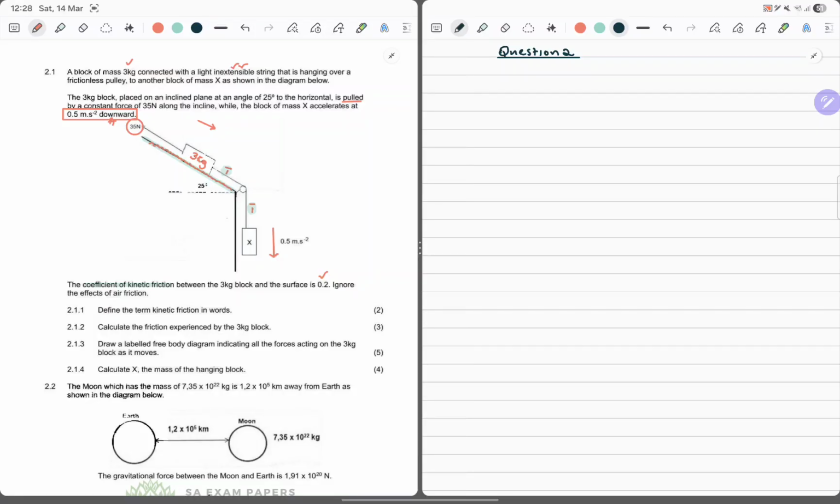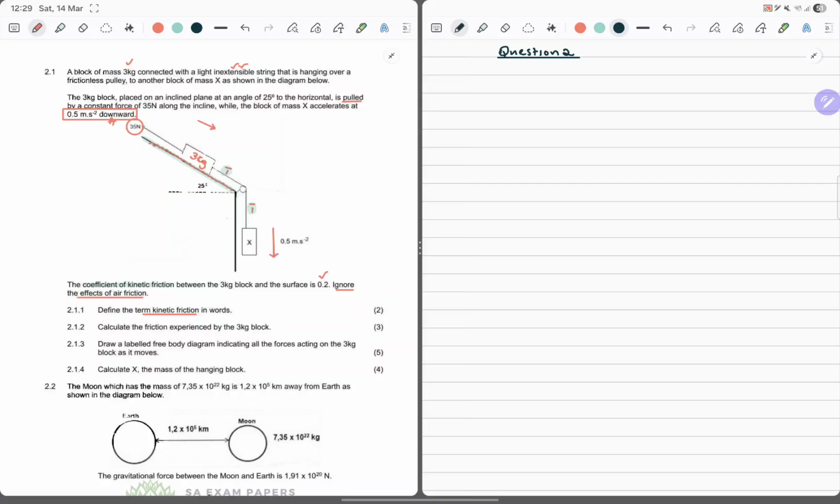Okay. So sometimes, as you can see, the examiners can give a smooth surface in terms of notation, but then change their mind and add something. And of course, we're going to ignore the effect of air friction. So this is good. We don't have to worry about friction together with tension on the block X. Now it says define the term kinetic friction. So of course, guys, you should know what this is.